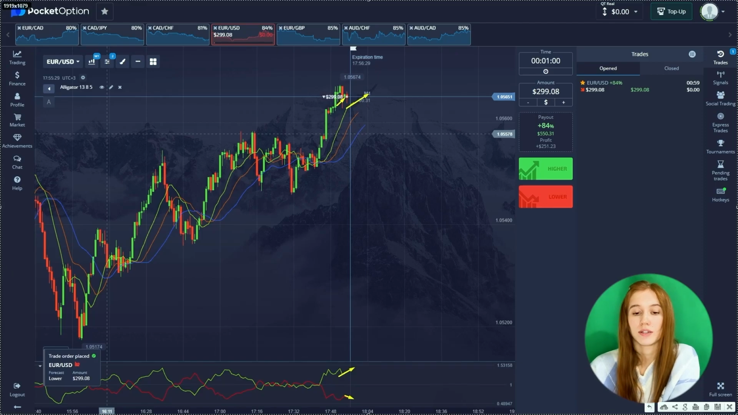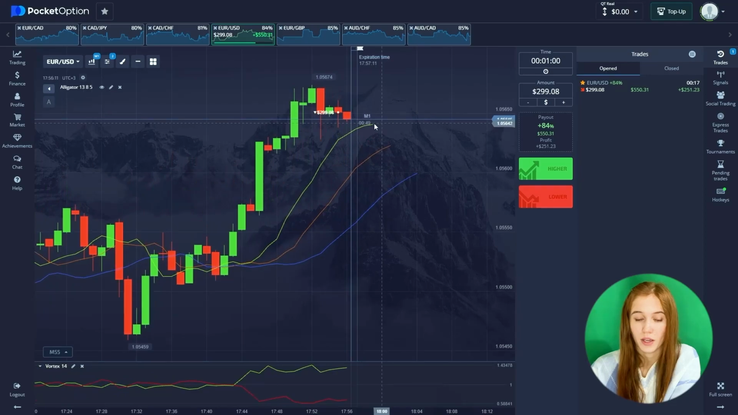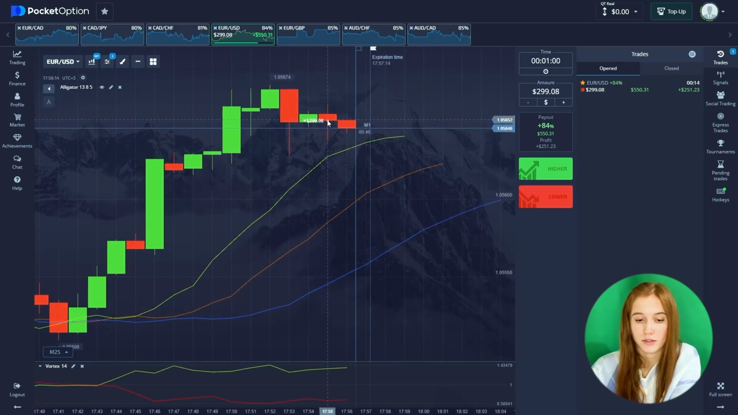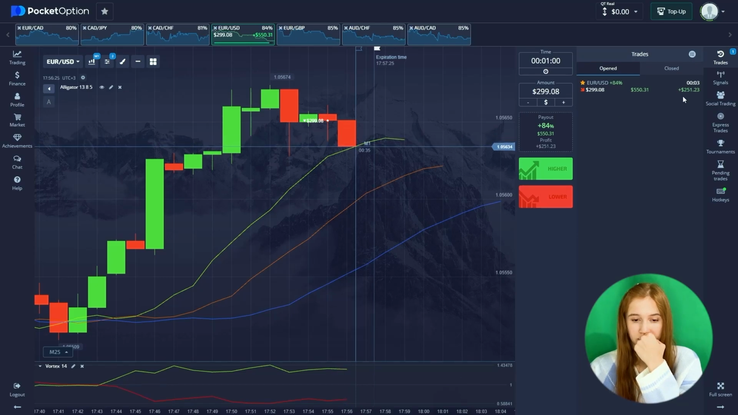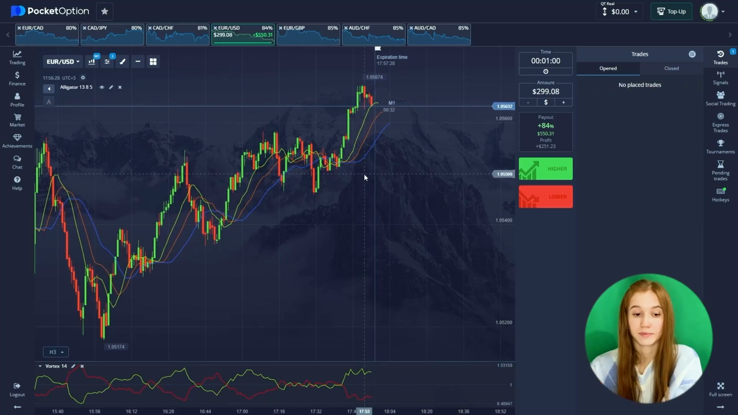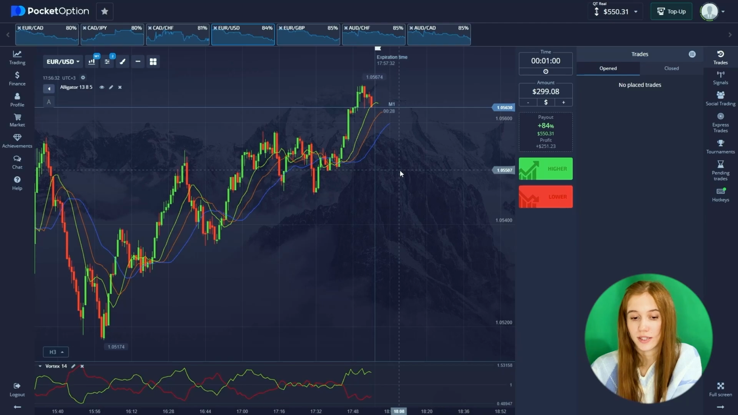By vertex, the same situation. Let's see. 17 seconds left until the end. Zoom. Our points of opening. Yeah, good. Plus deal. Our balance is almost $550. Let's take a moment to look at this concept.